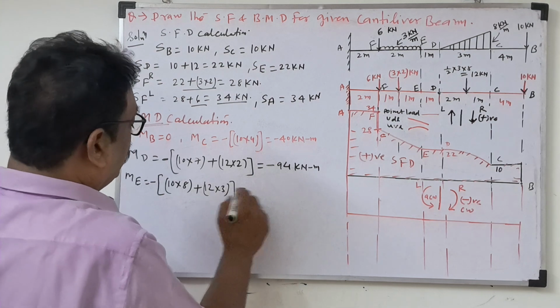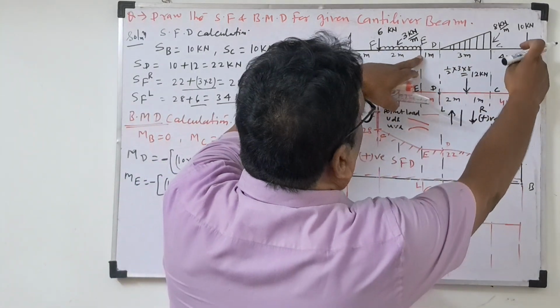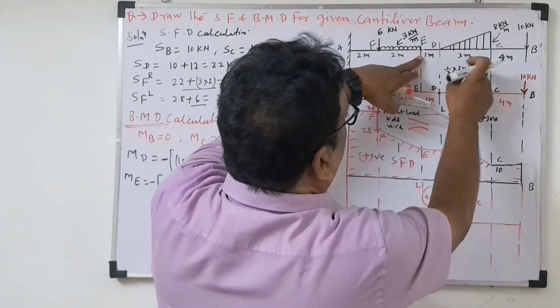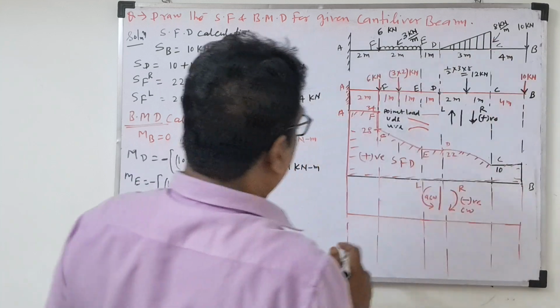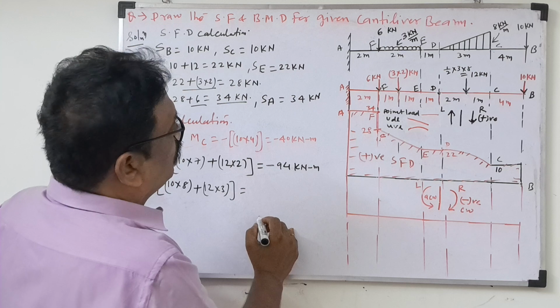If you calculate this way with the load diagram, it will be easy. Otherwise, again 10 into this, then 1 by 2 into 3 into 8 plus 2, 1 plus 2h by 3. I will show how you will write this for 12 into 3. So see here.